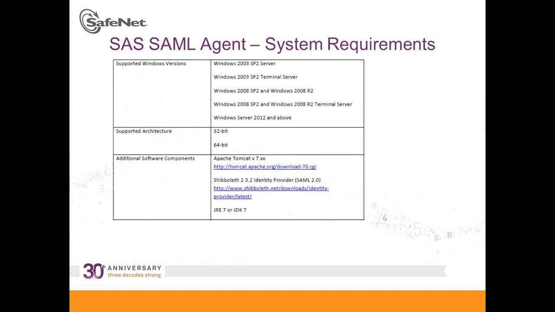It supports 2003 and 2008, both standard and R2. We provide you with both 32 and 64-bit architecture. Now for the SAS SAML agent to work, we need to have Shibboleth set up and configured. So there are some prerequisites or additional software that needs to be installed. This can't be installed on the same box as SAS simply because SAS is using .NET framework and IIS, whereas this version of Shibboleth is using Java as the framework and Apache as the web service.